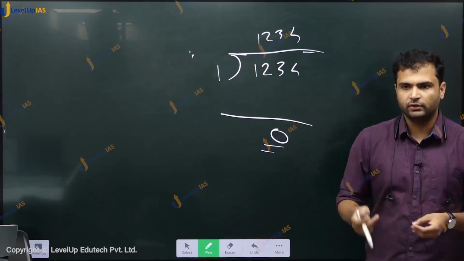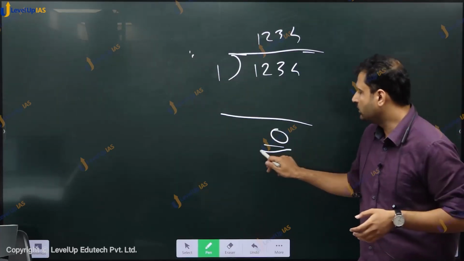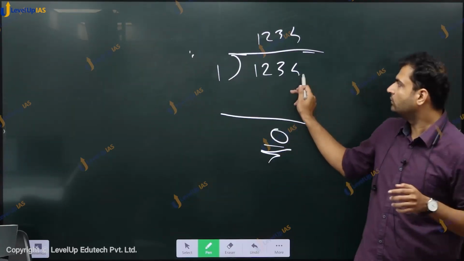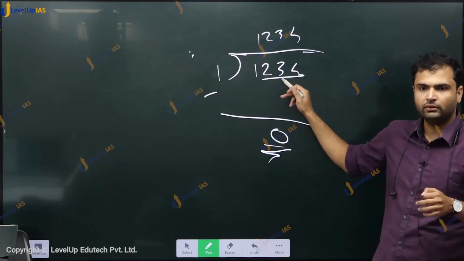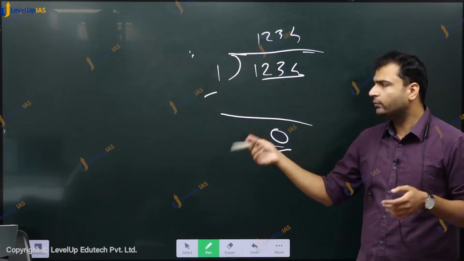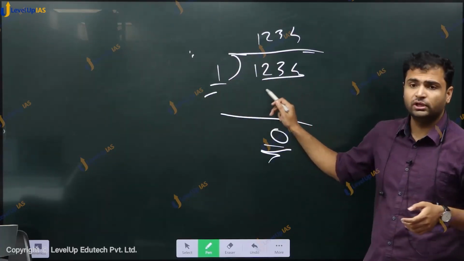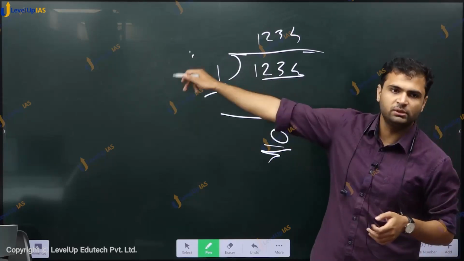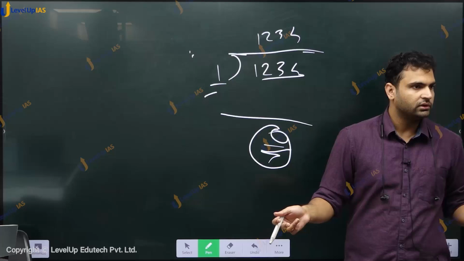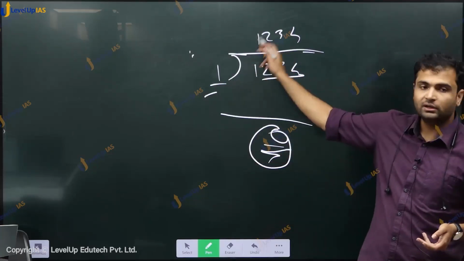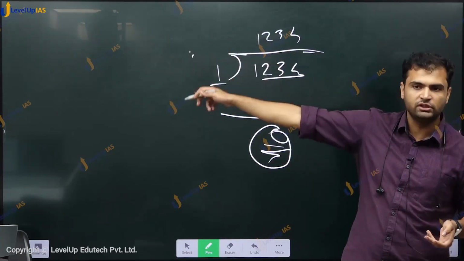We are just using different words. If remainder is 0, number 1234 is divisible by 1, or 1 is a factor of 1234. Or in other way, if 1 is a factor of 1234, or 1234 is divisible by 1, then remainder is 0. Both ways it is true. Remainder 0 है तो ये complete इसका factor है या फिर इससे divisible है.